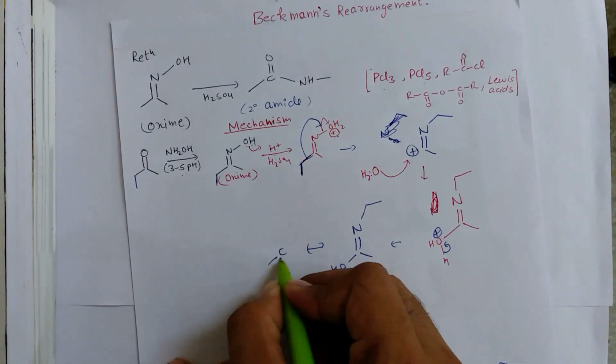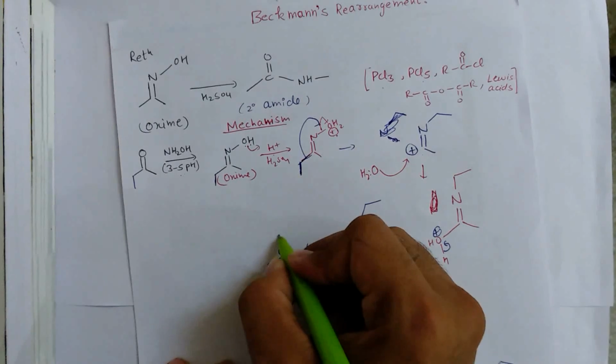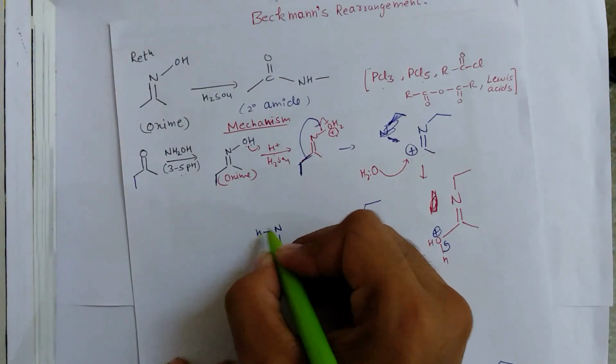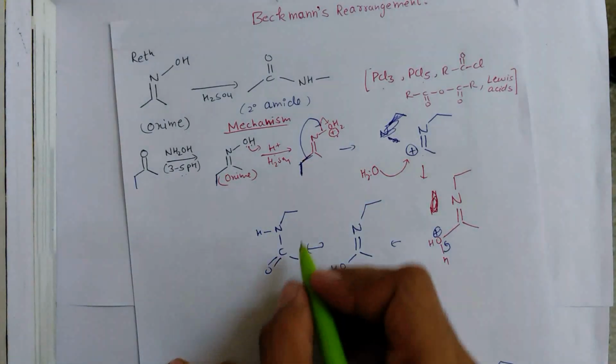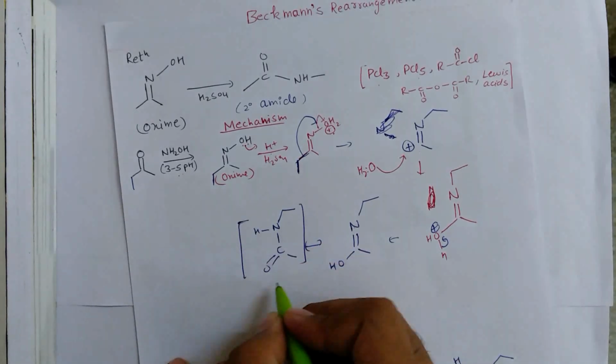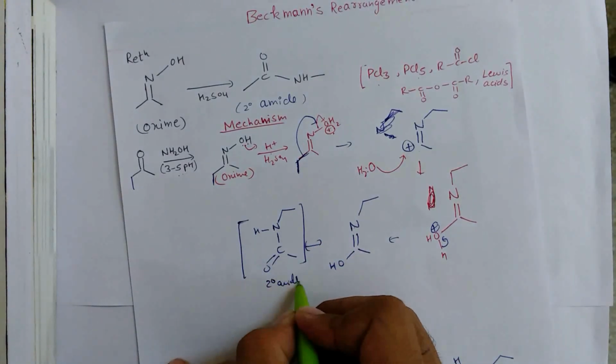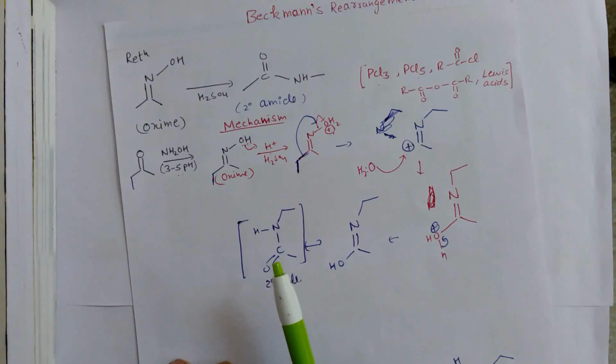So what you get is essentially this amide, which is a secondary amide. So this was the reaction for Beckmann rearrangement.